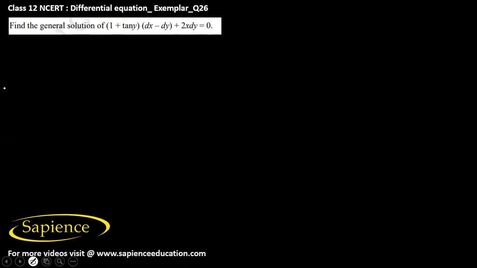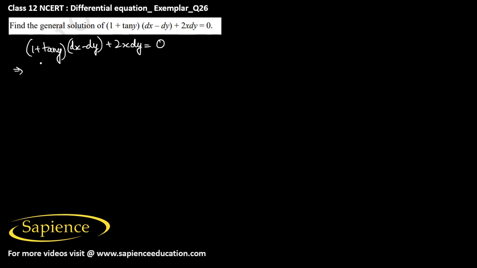So here, we have been told to find the general solution of this differential equation, which is (1 + tan y) dx - dy + 2x dy = 0.